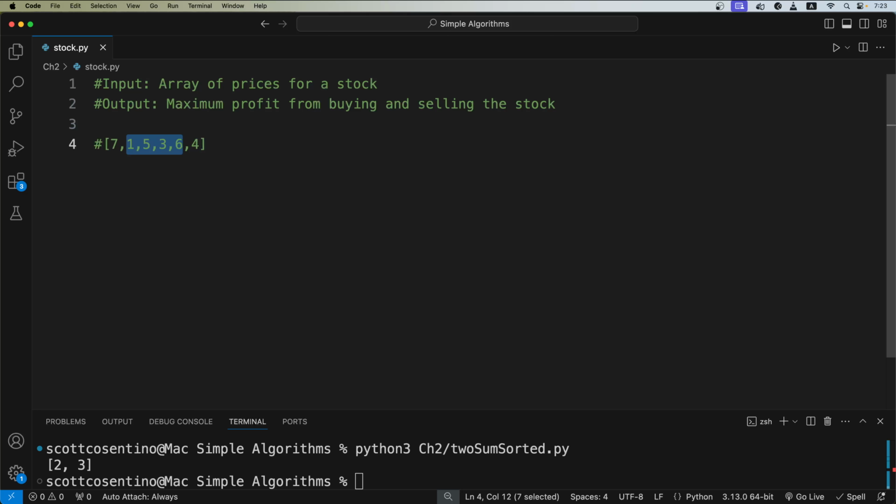We just keep repeating this process, updating the left-hand side to be our new buy price when we see something smaller, and we will eventually end up with our maximum profit.